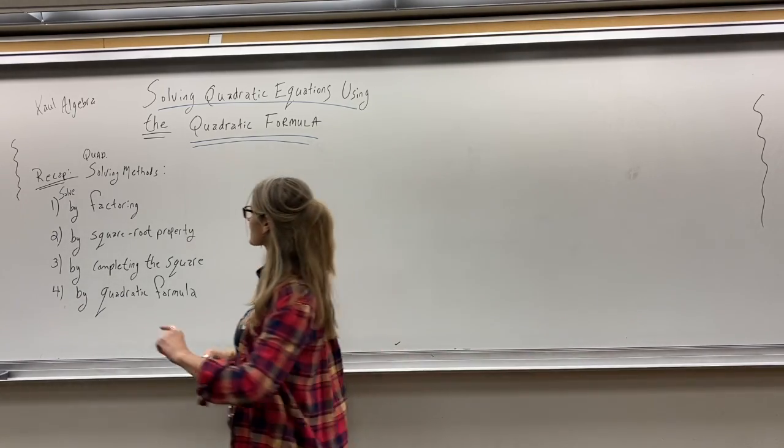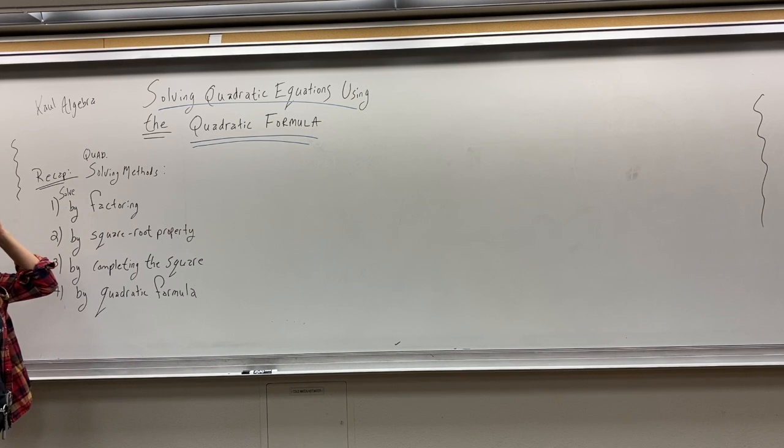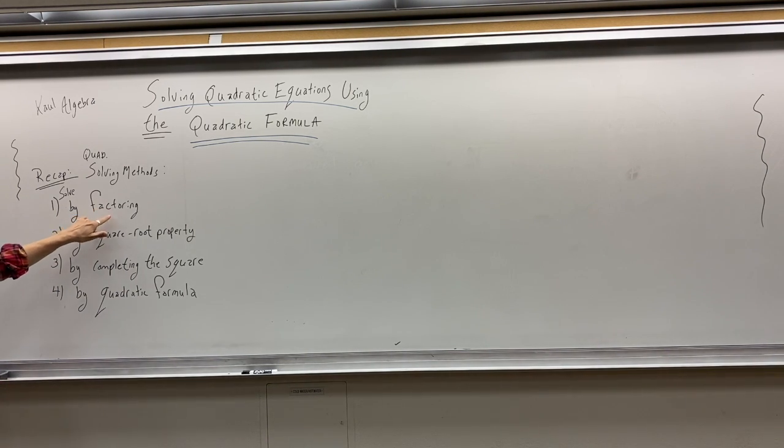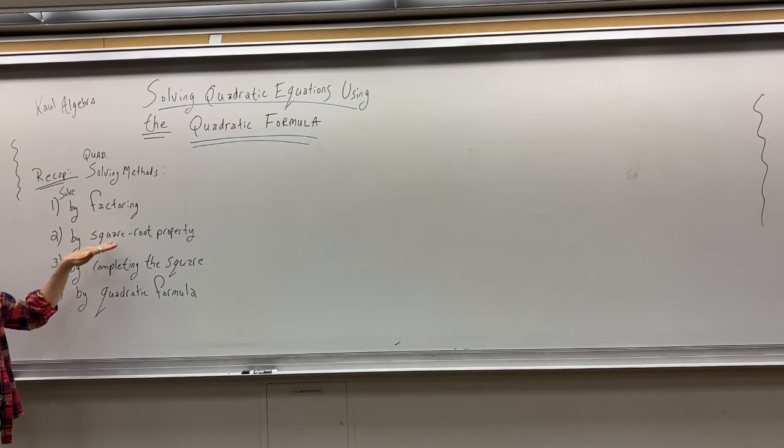So just a quick recap. Our main methods for solving a quadratic are: solve by factoring. This is always the easiest. If you can, factor your quadratic, set each factor to 0 and solve for your x. Solve by the square root property. If you have it set up where you could just take the square root of both sides, that's the easiest. And solve by completing the square.